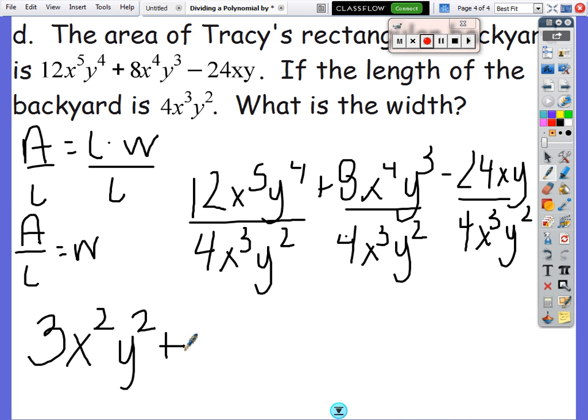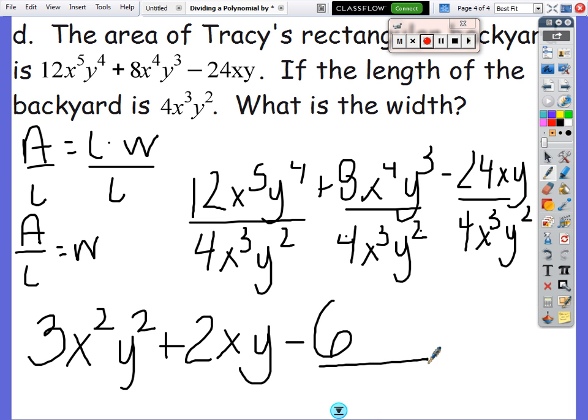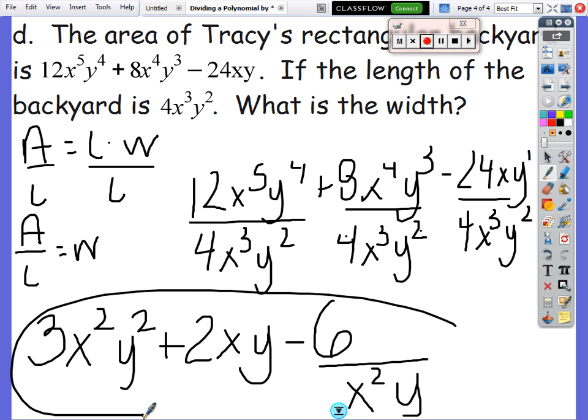8 divided by 4 is 2. When I subtract 4 minus 3, I get 1. 3 minus 2 is 1, minus 24 divided by 4 is 6. 1 minus 3 is negative 2, so I know my negative 2 is going to have to go to the bottom to make it positive, so I'm going to have x squared. And then I have 1 minus 2, which is also negative 1. Can't have a negative exponent, so it goes to the bottom. And that would be your answer.